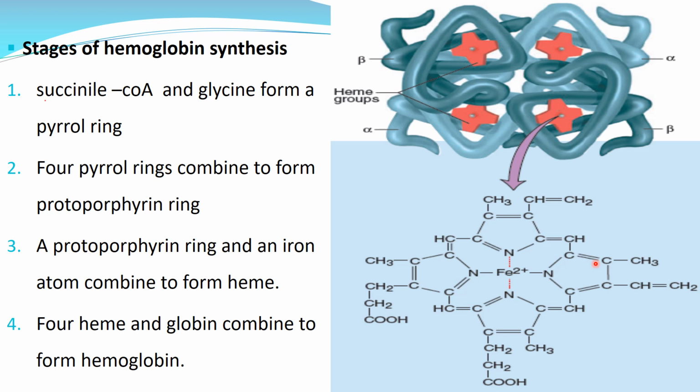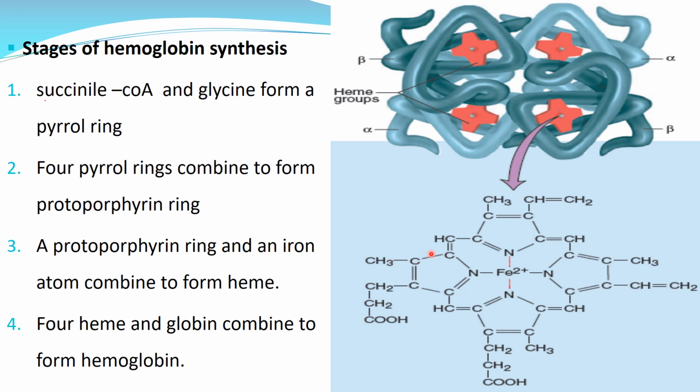So at first, as I said, succinyl-CoA and glycine combine to form what? To form a pyrrole ring. Then four pyrrole rings combine to form what? To form a protoporphyrin ring. Then the protoporphyrin ring, the whole ring, with an iron atom, they form what? They form heme, which is the prosthetic group of the hemoglobin.